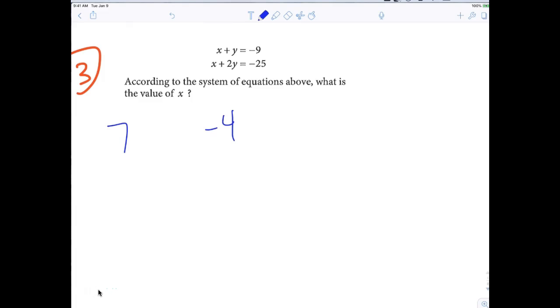All right, and I mean this now. For those of you who are not sure, let's figure this out now. What's the value of what? What are we looking for? X. So if I'm looking for X, I need to eliminate the Y. You need to eliminate the Y value. So I'm going to multiply the top equation by what? Negative 2. When I multiply that by negative 2, I get negative 2x minus 2y equals 18. And then x plus 2y equals negative 25. Negative x equals negative 7. So x equals 7.